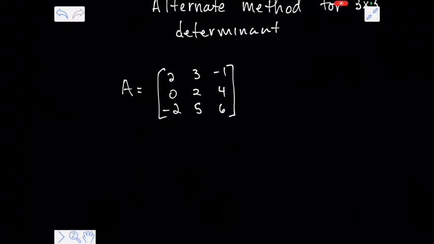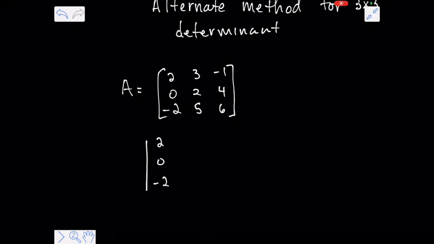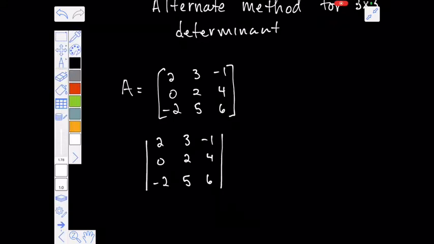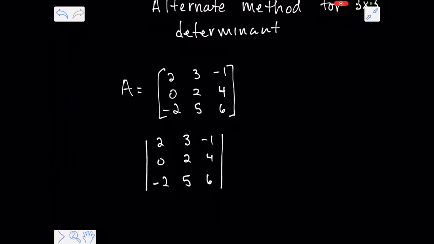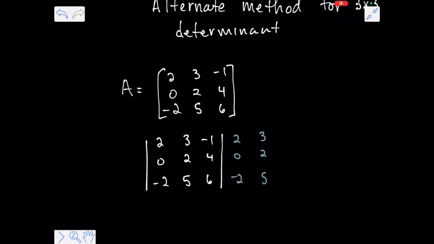Okay. So I'm going to write this in determinant notation now. 2, 0, -2. You notice I'm using those vertical bars that look like absolute value. What you do now is copy the first two columns over to the right. So 2, 0, -2, and then 3, 2, 5. So I've copied the first two columns to the right side.